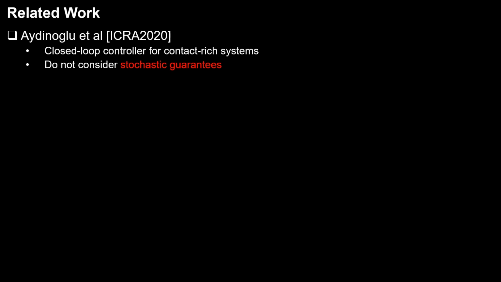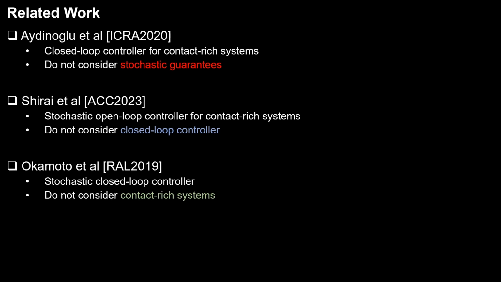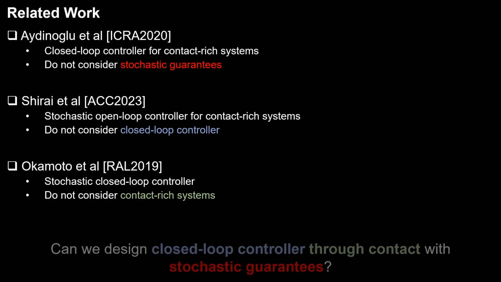There are several works in this field. Some works achieve closed-loop control for linear complementarity systems with non-stochastic guarantees. We recently proposed an open-loop controller for stochastic contact-rich systems, assuming that uncertainty follows a Gaussian distribution. Okamoto considered a stochastic closed-loop controller for linear dynamical systems with Gaussian uncertainty. Compared to these works, our objective is to design a closed-loop controller through contact with stochastic guarantees.